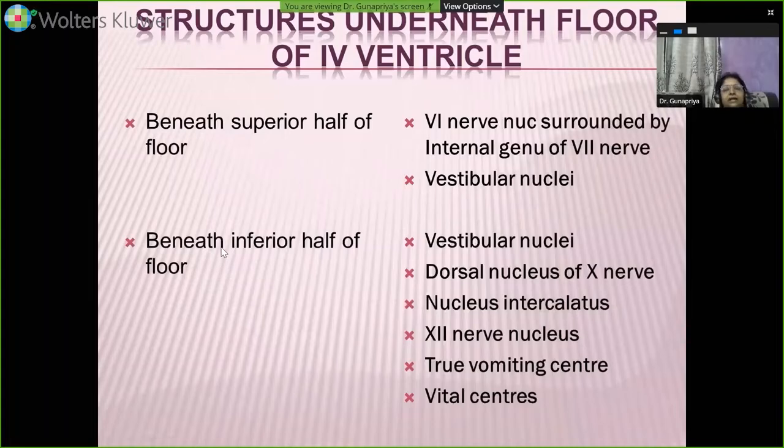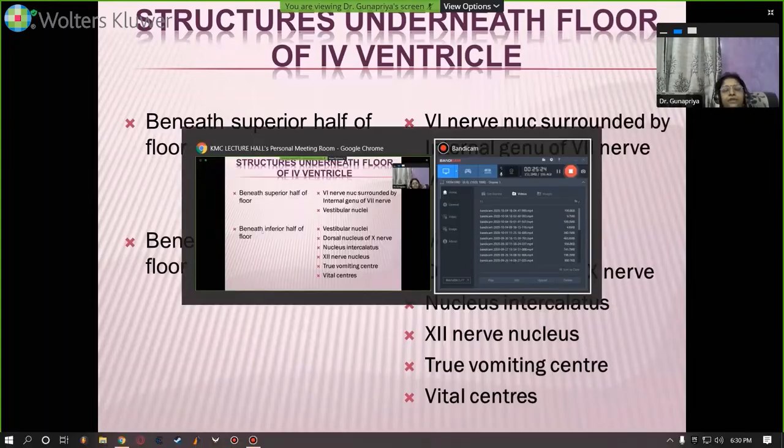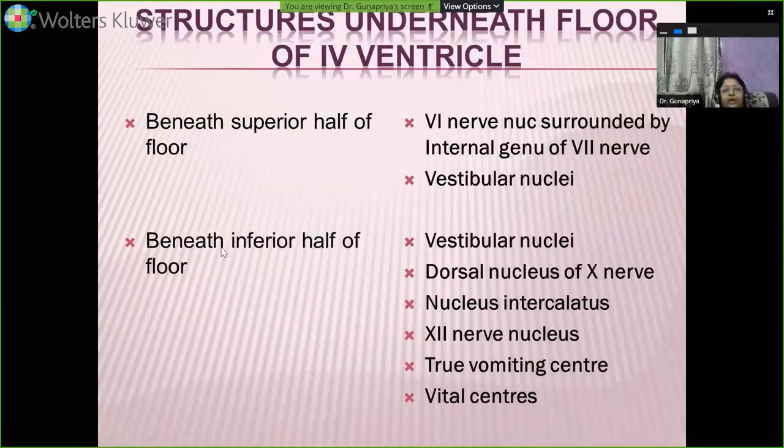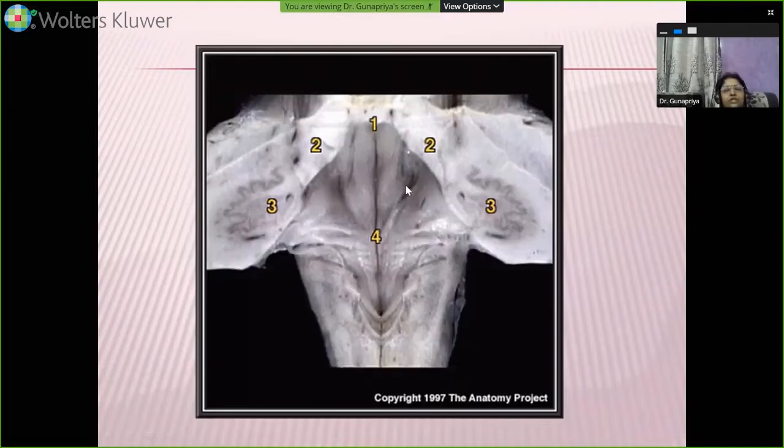Now, what are the structures underneath the floor of the fourth ventricle? What we have already done, we're just going to do a quick recap. Beneath the superior half of the floor, or beneath the upper part of the floor of the fourth ventricle, you have the sixth nerve surrounded by the internal genu of the facial nerve. That's the facial colliculus formation. We know that already. The pontine part, vestibular nuclei is also present in the pontine part. I've shown you this facial colliculus and vestibular nuclei being situated.